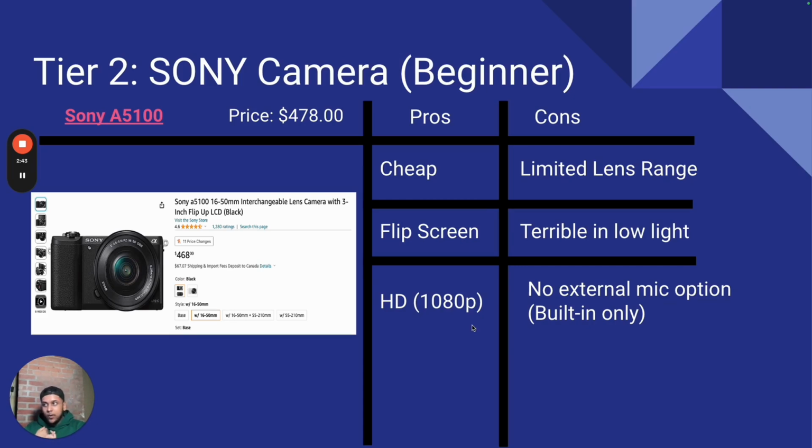1080p. The cons of this camera are that one, it has a limited lens range, meaning if you're recording something that's very far or wide, you won't get the best shots because it's very limited. But if you're recording content where you're just sitting down talking to the camera, this won't really affect you much.